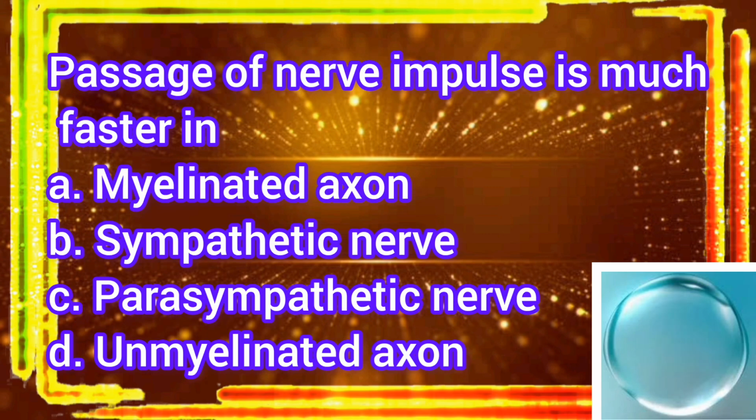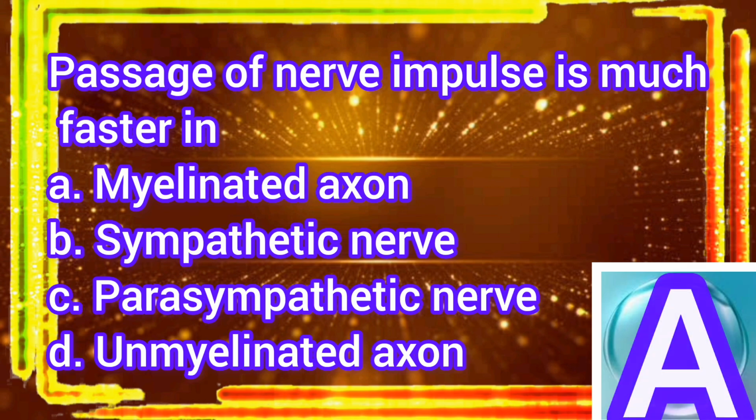Passage of nerve impulse is much faster in A. Myelinated axon. B. Sympathetic nerve. C. Parasympathetic nerve. D. Unmyelinated axon. The correct answer is letter A. Myelinated axon.